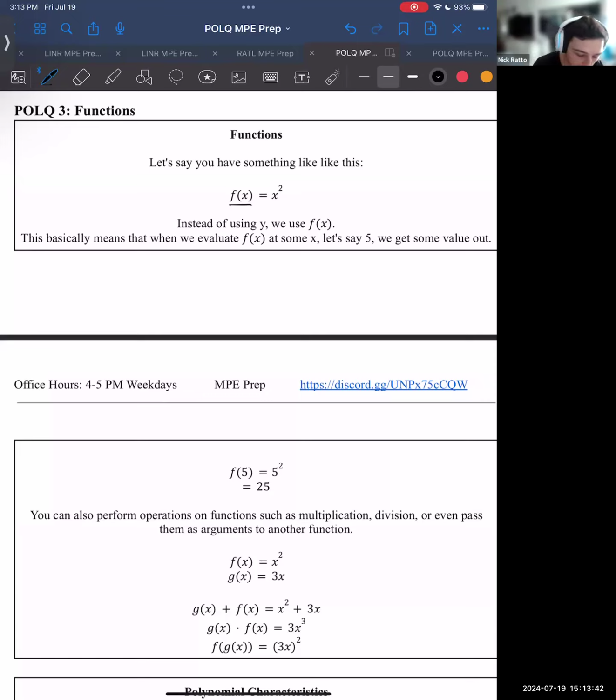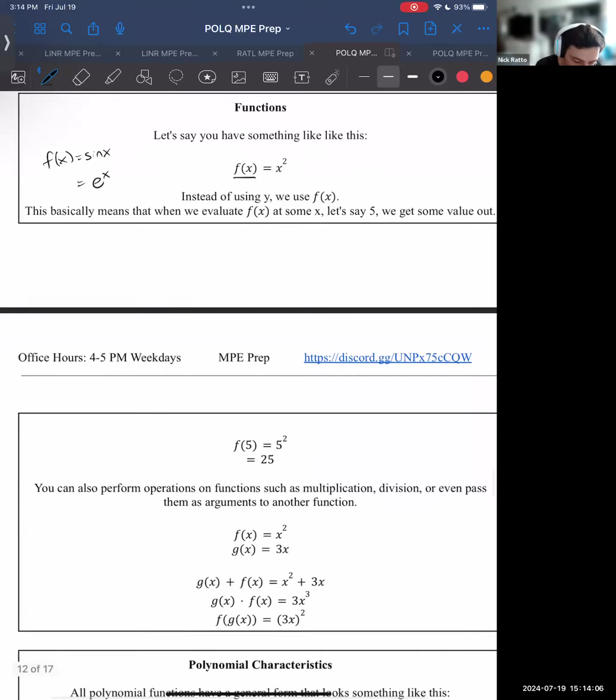Now f of x, broadly speaking, refers to anything where we plug in an x and get something out. So x squared is an example. Any polynomial, all the way up, x to the fourth, x to the fifth, all work. f of x equals sine of x works, equals e to the x. Any of those are things we can denote as a function. And plugging in a number to a function, such as here f of 5, is just replacing x with 5, right? And solving for that.